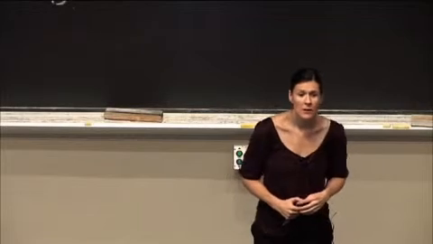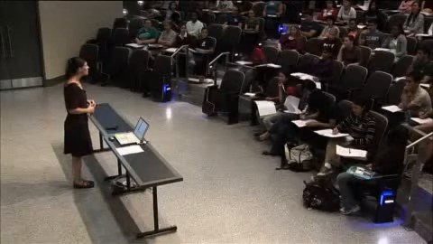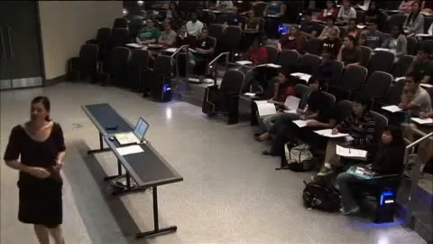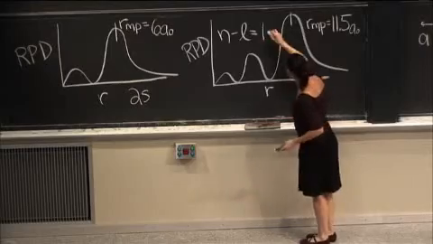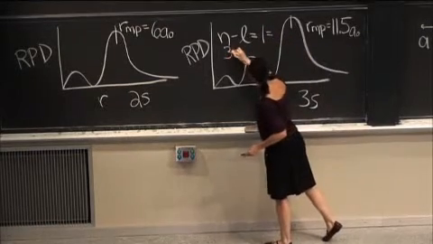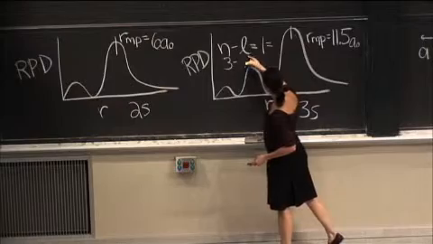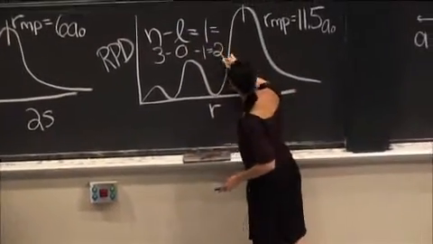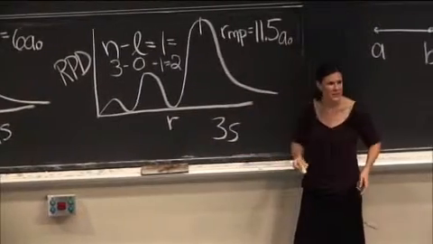Yes? Oh, I'm sorry. So it's n minus L minus 1. Here we have 3 minus L, which equals 0 because it's an s orbital, minus 1. So we have 2 radial nodes here.